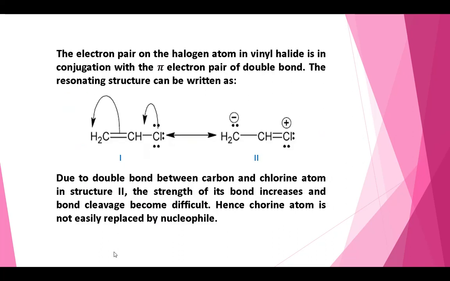Second reason is that the electron pair on the halogen atom, in vinyl halide, is in conjugation with the pi electron pair of the double bond in structure 1. We can draw the resonating structure of vinyl halide as shown in the diagram. In structure 2, due to the presence of a double bond between carbon and chlorine atom, the strength of the bond increases, and bond cleavage becomes difficult. Hence the chlorine atom is not easily replaced by a nucleophile.